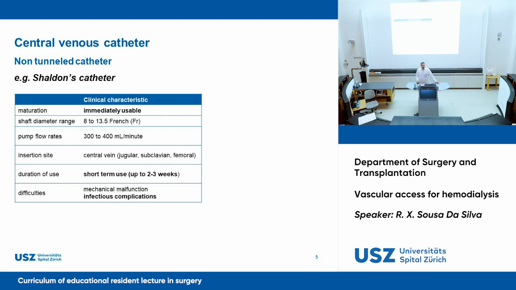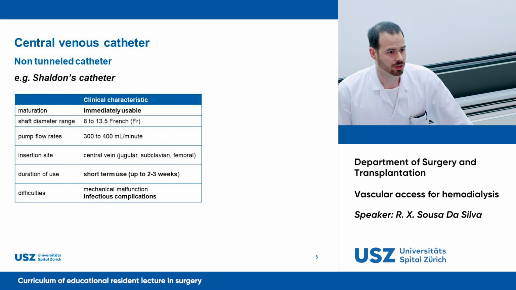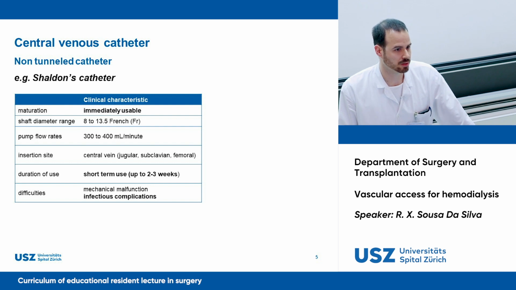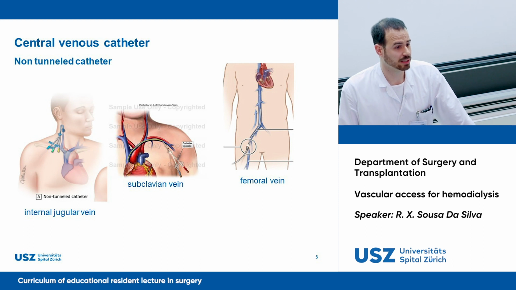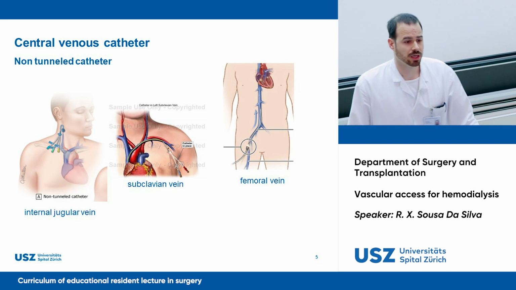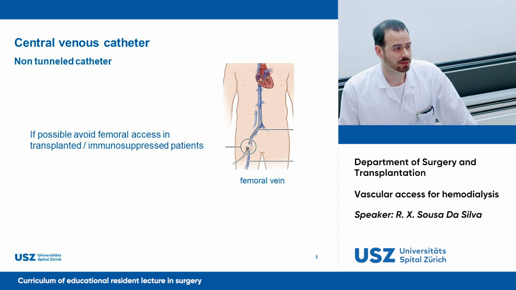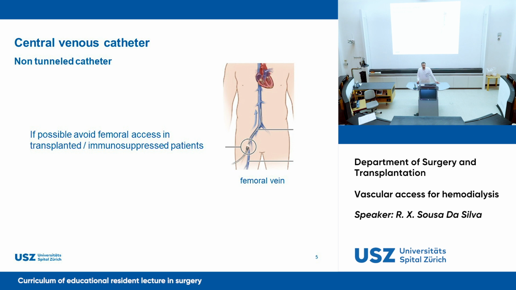An example for a non-tunneled catheter is the Sheldon catheter. It needs no maturation, you can use it immediately, but it has a short duration of use, about 2 or 3 weeks, and it has a higher risk of infectious complications. The insertion site is variable, mostly the internal jugular vein. You can also insert it in the subclavian vein, or if needed, in the femoral vein. But if possible, avoid femoral access, especially in transplanted or immunosuppressed patients, because of the higher risk of infection.